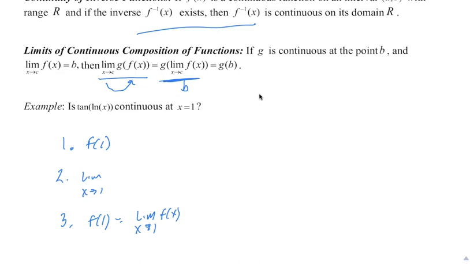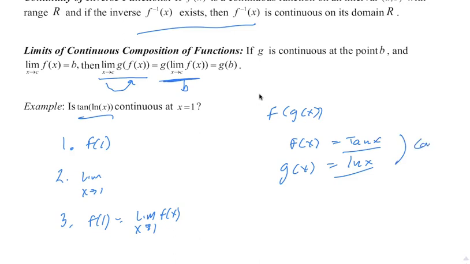We have a combination of functions. We have f of g of x essentially, where f of x is tan of x and g of x is natural log of x. If you notice, these are both continuous. They're part of our known continuous functions. And we talked about how if we have two continuous functions and a composition, that's also continuous. So right away, this is continuous. I just have to make sure it's continuous at x equals 1. Is x equals 1 in the domain?